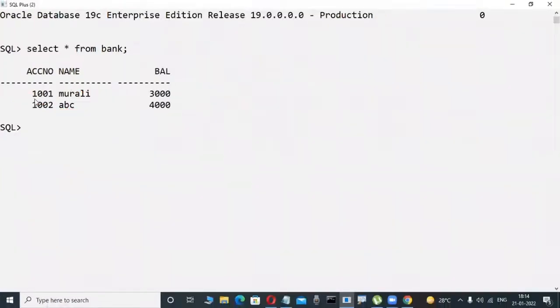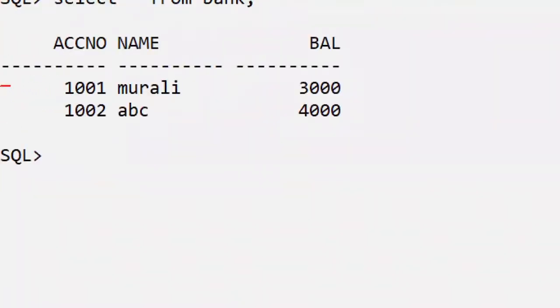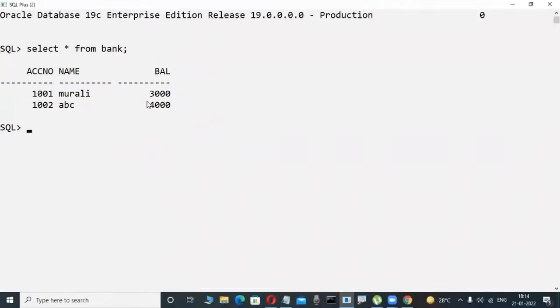Suppose this data, observe it for one minute only. 1001 is an account number. My name is Murali, I'm an account holder. My balance is how much? 3000. Observe here, my balance is 3000, for example. Now check out the scenario. Slowly observe it here.